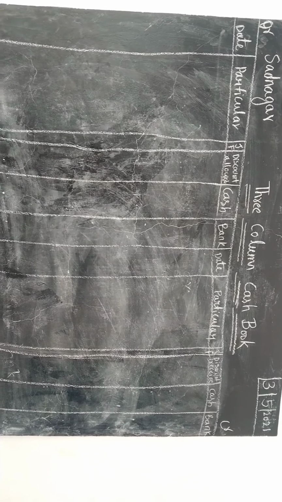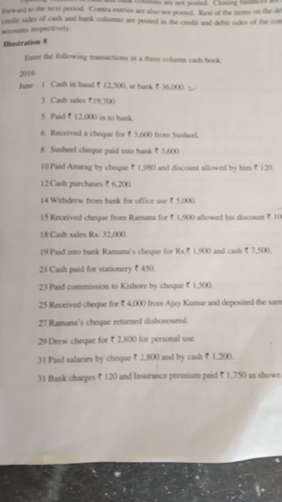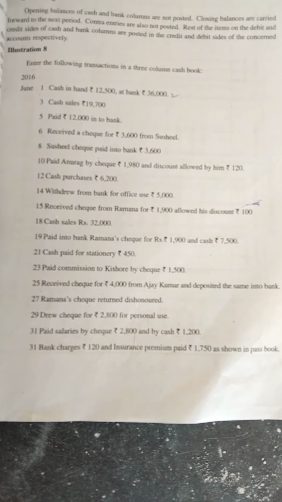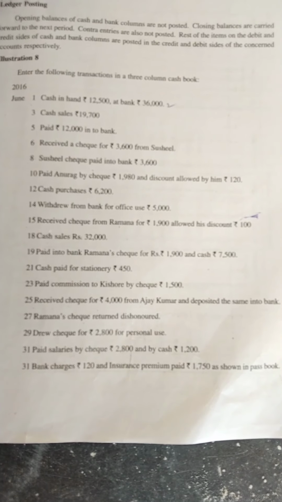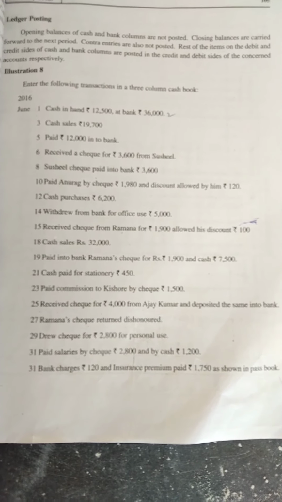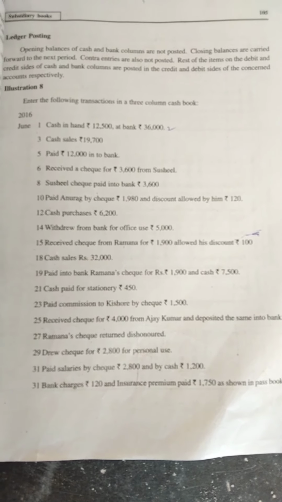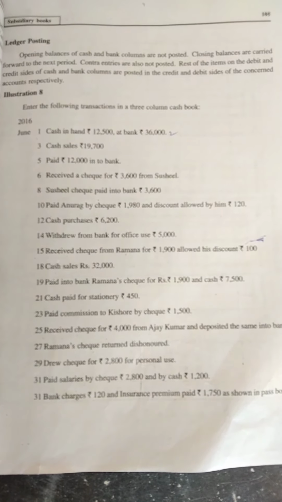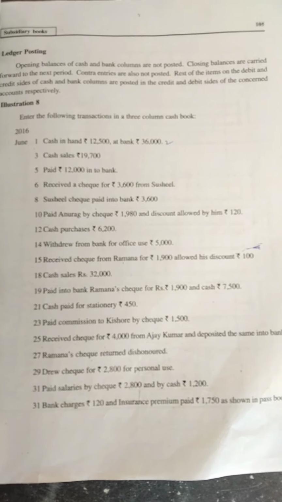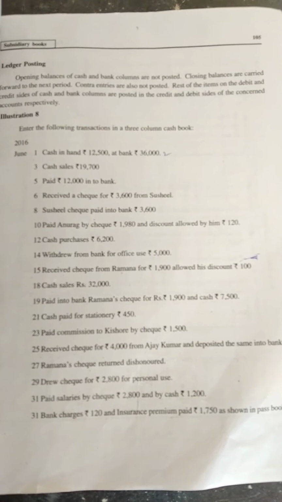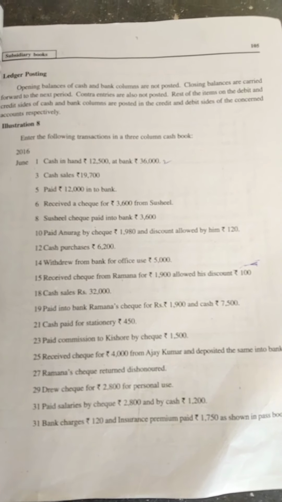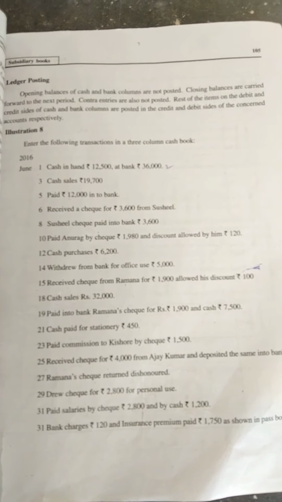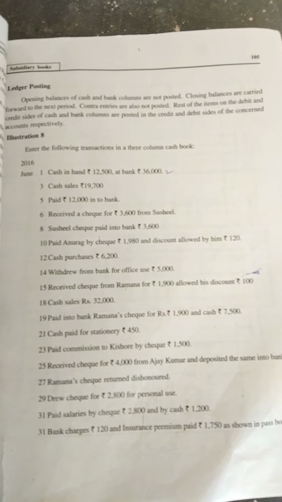Now we see a question of the three-column cash book. Here the question is: enter the following transactions in a three-column cash book. The business started in June 2016, with cash in hand of rupees 12,500 and at bank rupees 36,000.